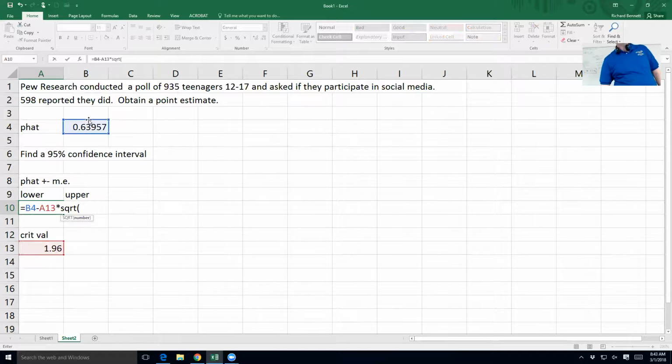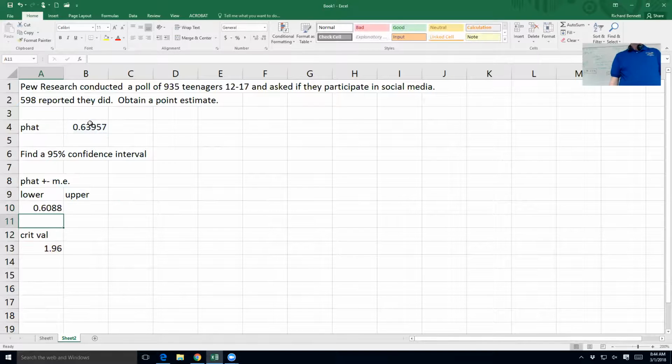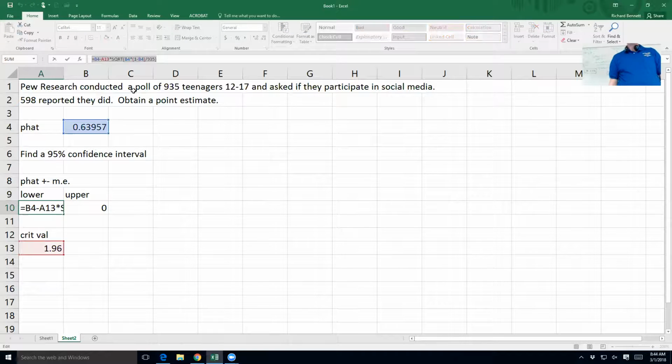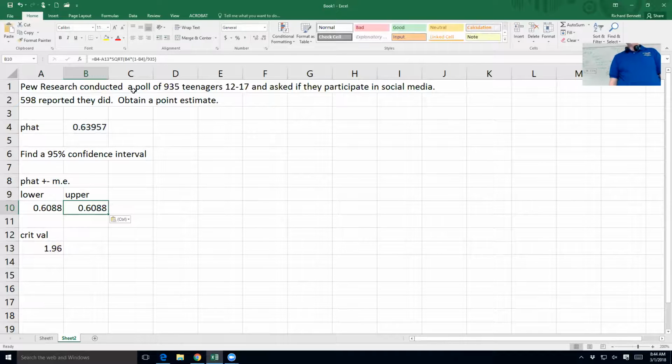So my p hat is going to be this, and then I'm going to multiply that times 1 minus my p, and I'm going to divide that by my n, which I didn't write down, was 935. Okay, so there's your formula. On the lower end, I got 0.6088. Now, if I copy this and paste it, notice it didn't work very well. However, if I copy it up here in the formula bar, Control C to copy, Control V to paste, I should get the exact same number, and I did. And all I need to do is change that minus to a plus. Now I've got the upper bound.